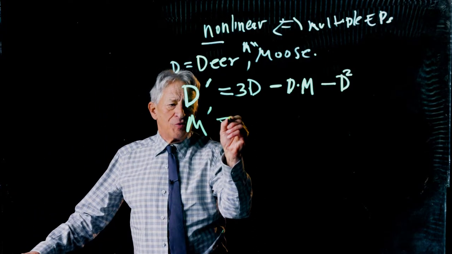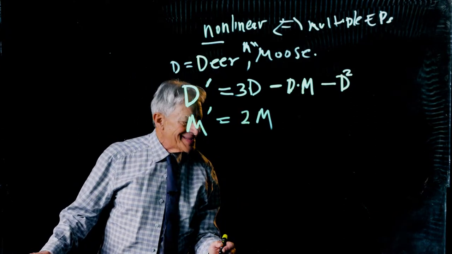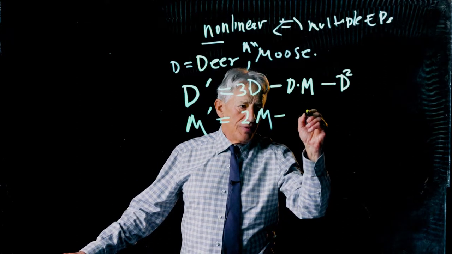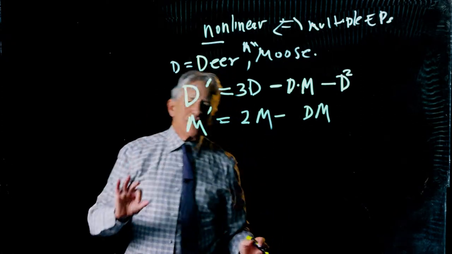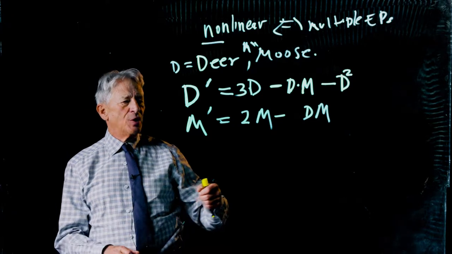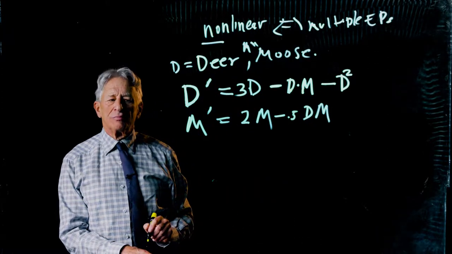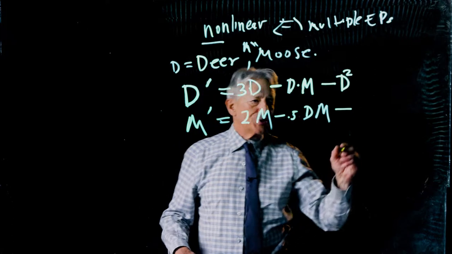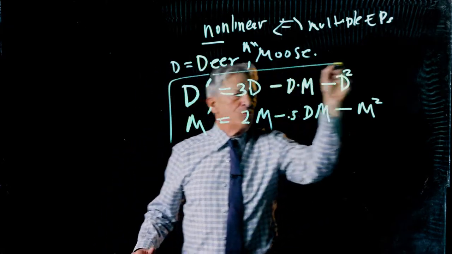And what is going to change the number of moose? Well, again, we're going to have a birth of moose. We're going to assume that the birth rate of the moose is a little less than the birth rate of the deer. So M prime here is 2M. And then we need, again, the interspecies competition. And we're going to make the assumption that because moose are bigger than deer, the impact of the interspecies competition, which was 1 on the deer, is only going to be half that on the moose, 0.5. Similarly, we're going to have a moose-moose competition term, and that's going to be M squared. So here is the deer-moose model.